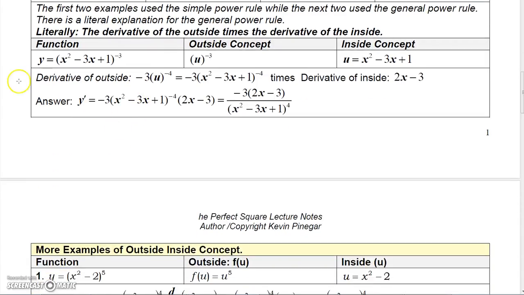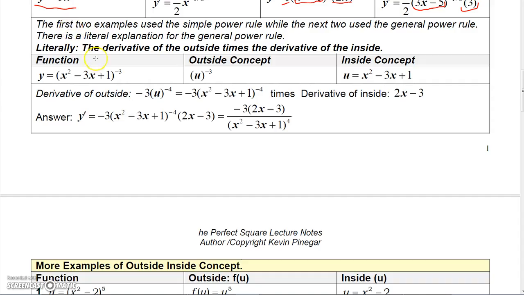So actually, what you're doing here is you're taking the derivative of the outside using the power rule, and then you're multiplying it times the derivative of the inside. Okay, so let's look at this outside-inside concept for a second.